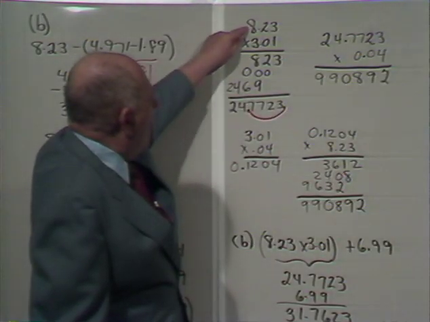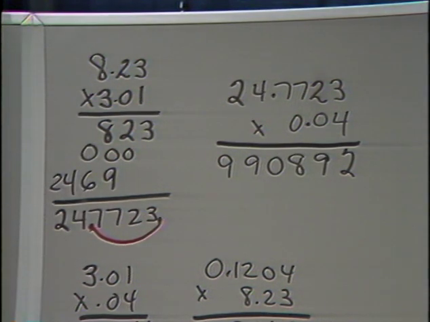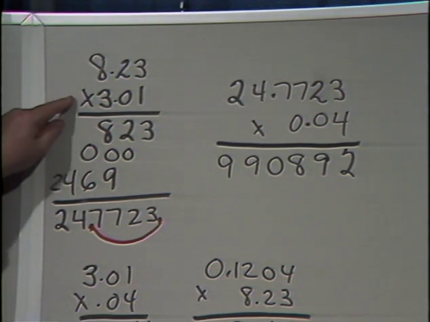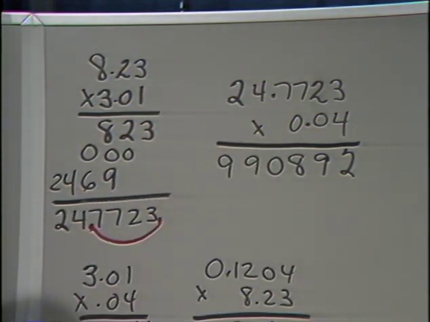And how do we know that that's approximately right? Because this number is about 8. This number is about 3. 8 times 3 is 24. So we're in the right range here. Now we take this answer. We've already multiplied the 8.23 times the 3.01, and now we multiply that answer by our third factor, 0.04.